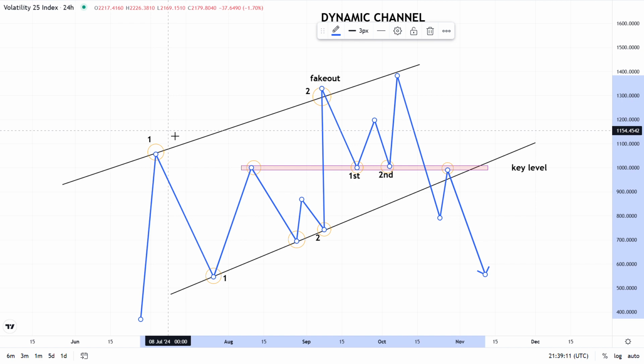So knowing this is going to elevate your trading strategy, and is going to help you trade differently from the way a lot of traders trade out there. So understand that price action and liquidity are very, very important. Price action around key levels is very, very important, and always try to make your trading decisions around these key levels. So that is it on the dynamic channel.